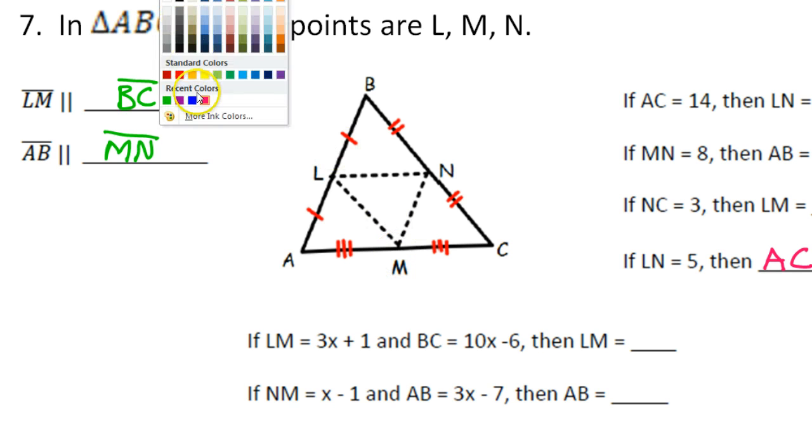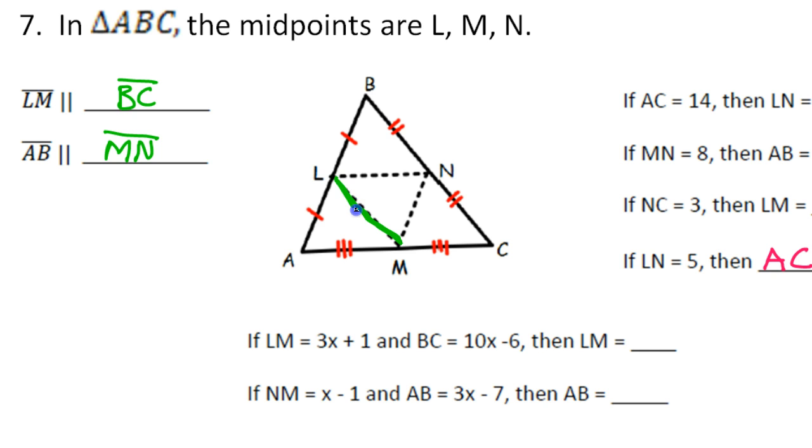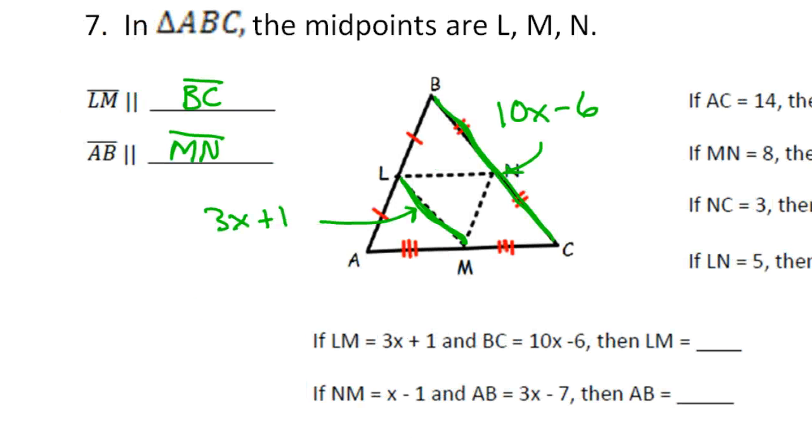Okay, so we're talking about LM, and let's say that that is 3x plus 1. And BC is 10x minus 6. So BC is this guy. Okay, so if that is 10x minus 6, we know that this bigger side is double the smaller side. So we can make a little equation based on that. Okay, so here comes the equation. The big side, 10x minus 6, is going to be double the small side, 3x plus 1.